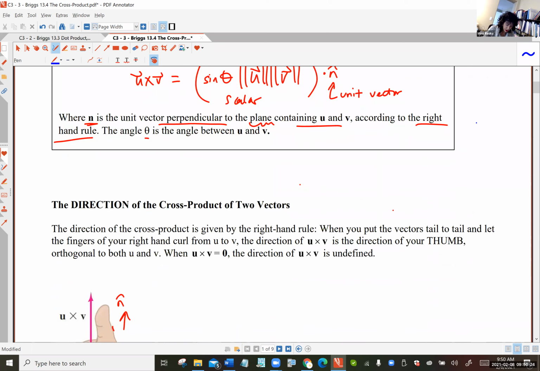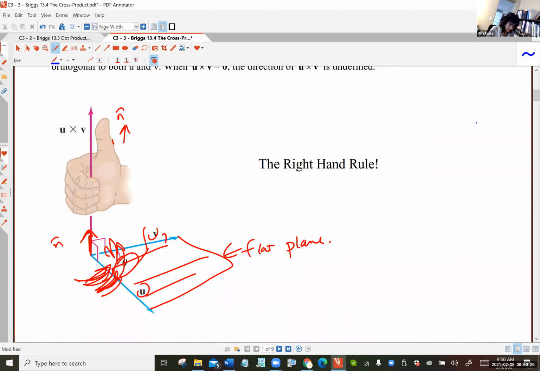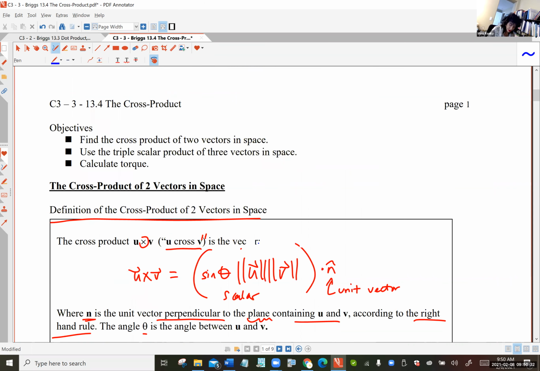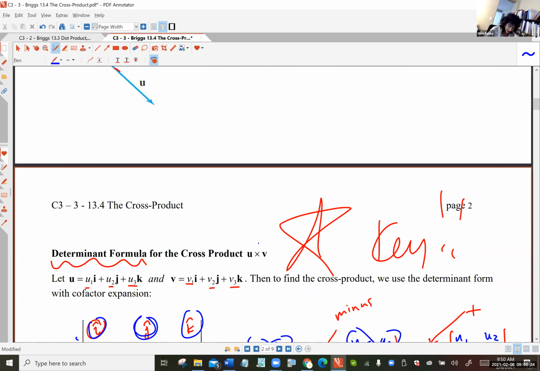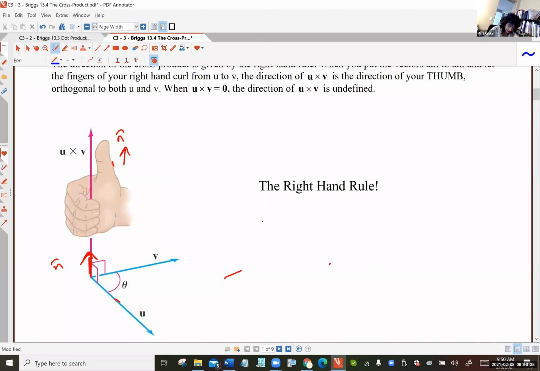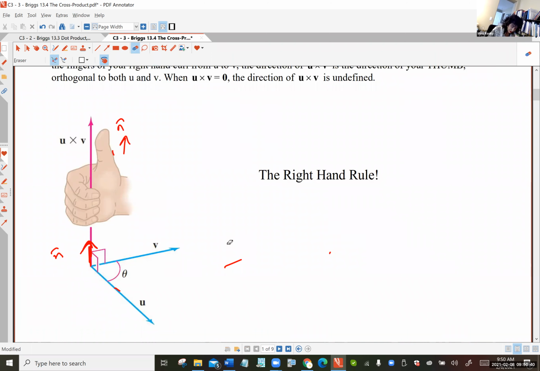Let's go back to the original picture here. That's kind of a mess with the right-hand rule. Let's just look at what this thing is saying. Oops. Let's look at what this thing is saying. Anytime I use the erase on my Microsoft Surface Pro, all hell breaks loose.